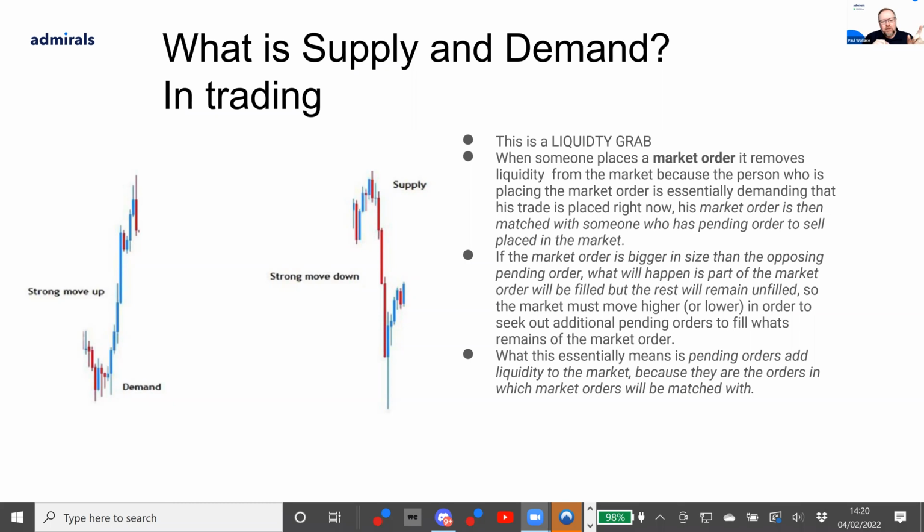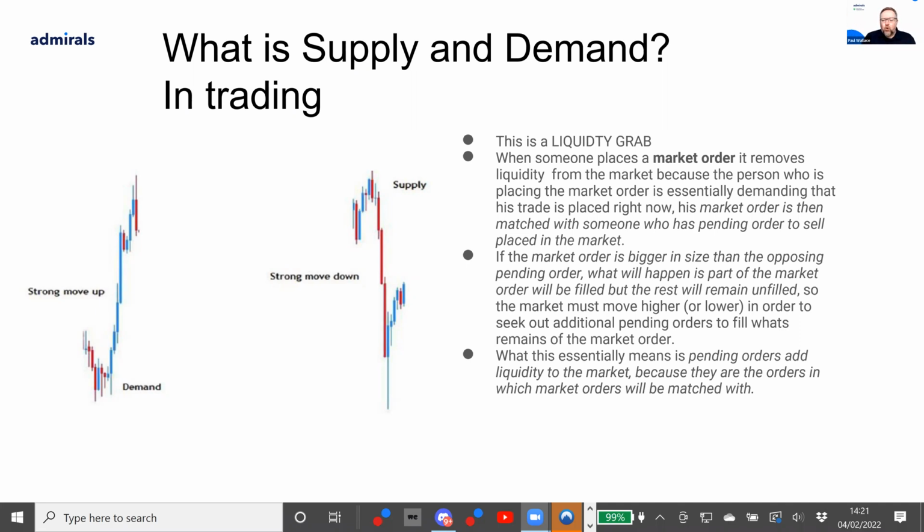Because the person who is placing the market order is essentially demanding that his trade is placed right now. And as it says, his market order is then matched with someone who has a pending order to sell placed in that market. So someone has placed a pending order, and when you hit the bid, you're basically hitting a market order right there, demanding to be filled right now. Well, you're actually grabbing liquidity. You're taking liquidity that was sat there.